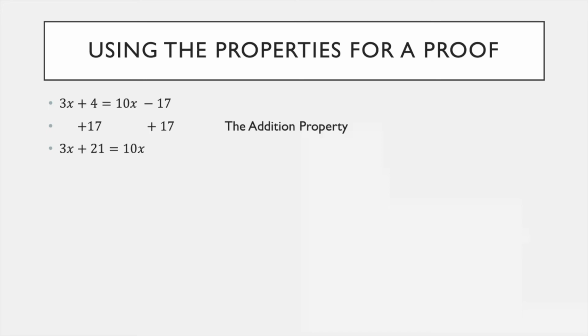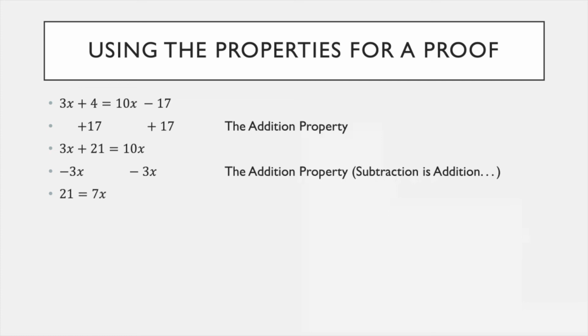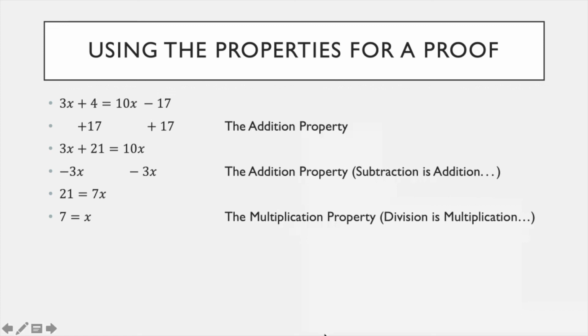From there, again, there's many different ways you can go about it. I started by subtracting 3x from both sides. Again, this is the addition property. Even though it's subtraction, subtraction is really addition. So if I subtract 3x from both sides, I get 21 is equal to 7x. Now from here, I can use the division property or the multiplication property. It's the same thing. Divide both sides by 7, and I get... And I have an error here. Good Lord, Mr. Taft. This should be 3 is equal to x. So there we go. Already an error.